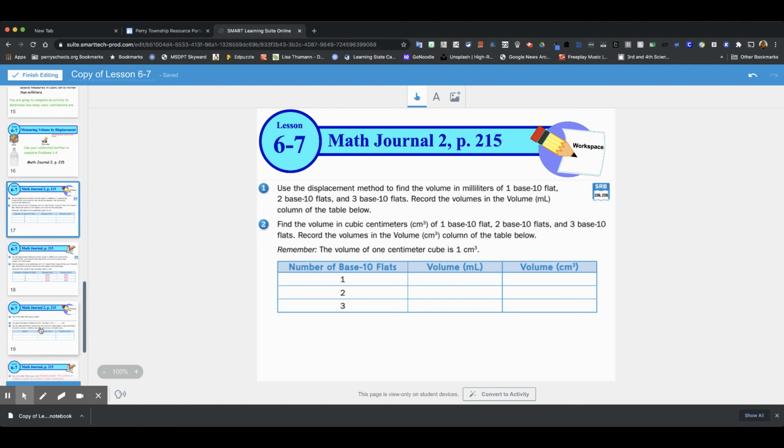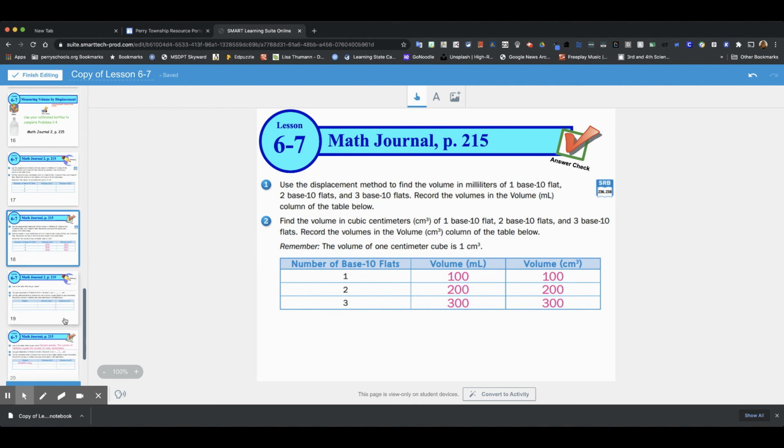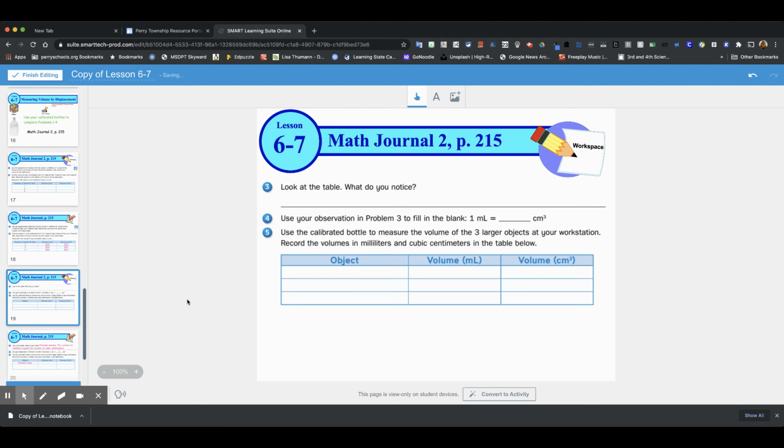So I'm going to skip that actually, because here we could see you could find that if you put in one base 10 flat, you would see that it's 100 milliliters. But if you actually measured it, you know that it's 100 centimeters cubed and so on. So if you put in 2, that's 200 and 200. The volume should come out to be the same. Number 5 is where you could measure things on your own.